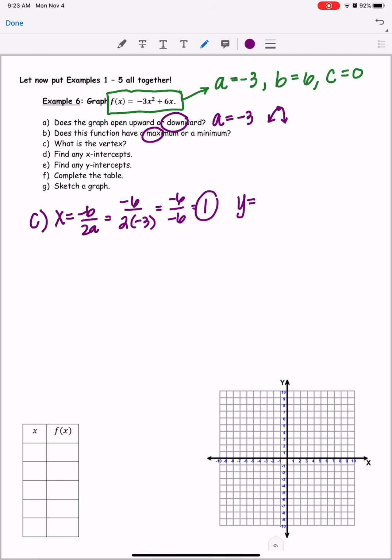So I've got y equals, you're plugging this in to both of these x's. So -3 times 1 squared plus 6 times 1. Okay, that is calculator work. When you put that in your calculator, you will get 3. So what is my vertex? My vertex is x, comma y. So 1, comma 3.